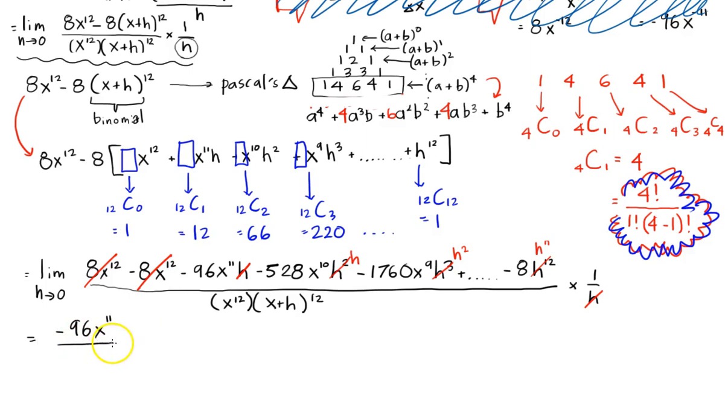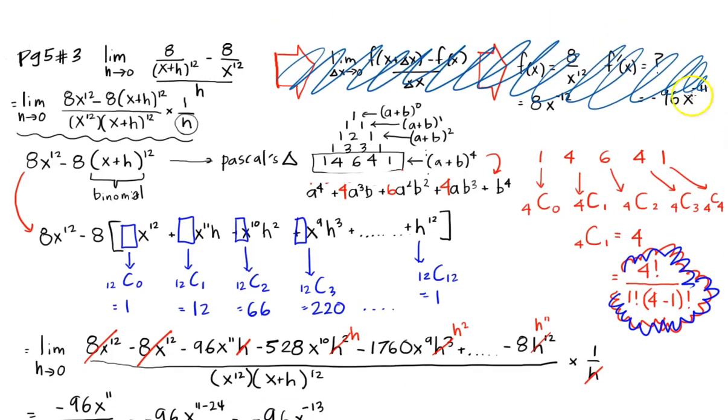And this is all over, now wait a minute, what happened here? The h went to 0, so what do I got down there? x to the 24. Okay, well, shoot, I can just divide these. That's equal to negative 96 times x to the power of 11 minus 24. That's all I have to do, I'm just subtracting the exponents. And what do I get? Negative 96 x to the minus 13.